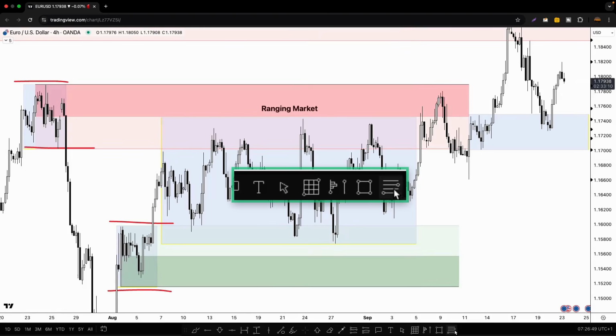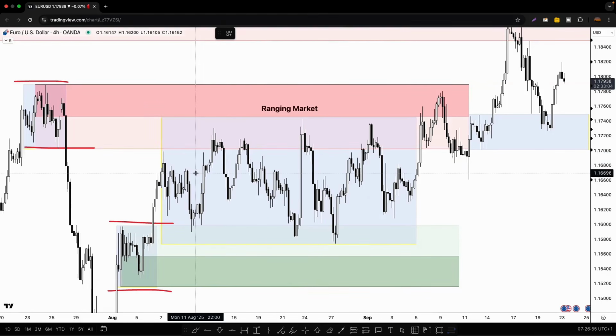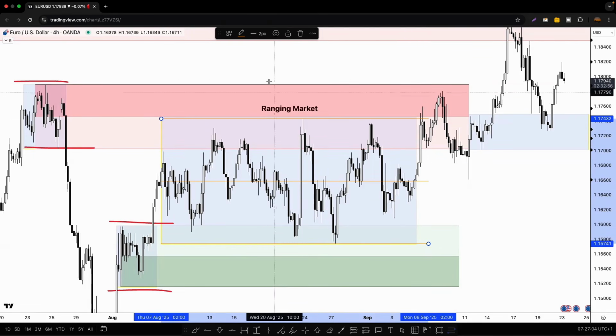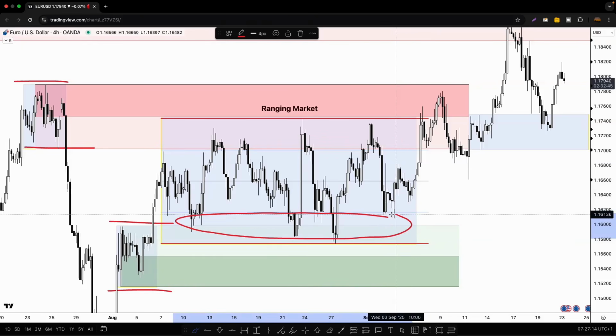One of the frameworks that we use inside NJT is called the location tool. When we understand price is contained inside a sideways market or a messy market, we find the highest point and the lowest point of the range, and we draw on our ranging structure. This is going to give us our locations to look for the buys and our locations to look for the sells.